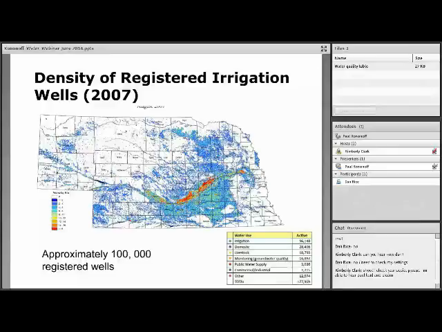That has impact on water quality and the impact on dairy cows as well, which I'll talk about in a little bit.